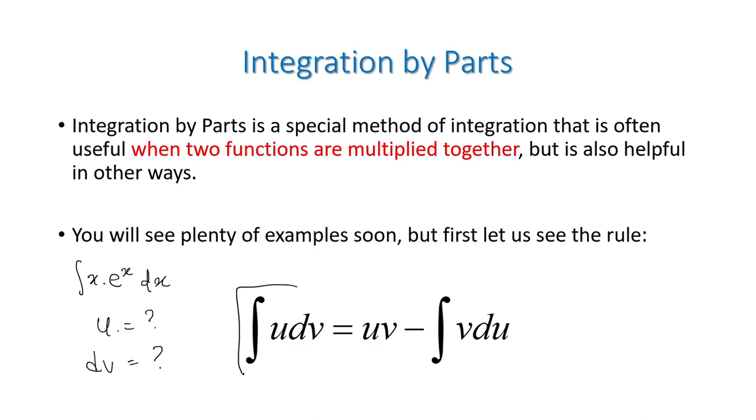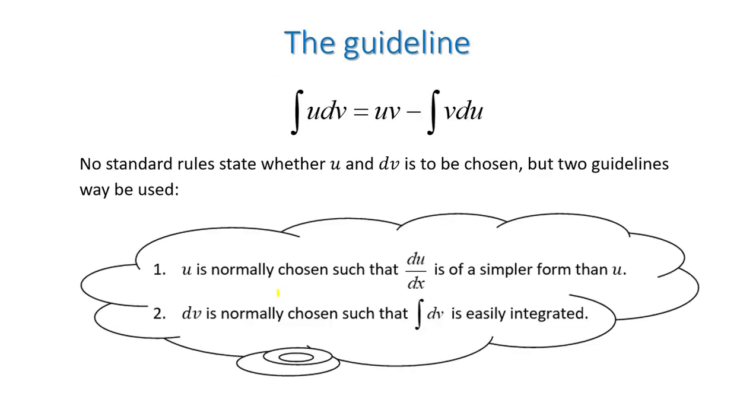From the question, we look at the first part only. When you compare with this question, one of the functions becomes u and one of the functions becomes dv. So meaning again you are going to let one of the variables become u, another one become dv. But how to choose the u? This is the guideline. There is no standard rule stating how u and dv are to be chosen, but two guidelines can be used.